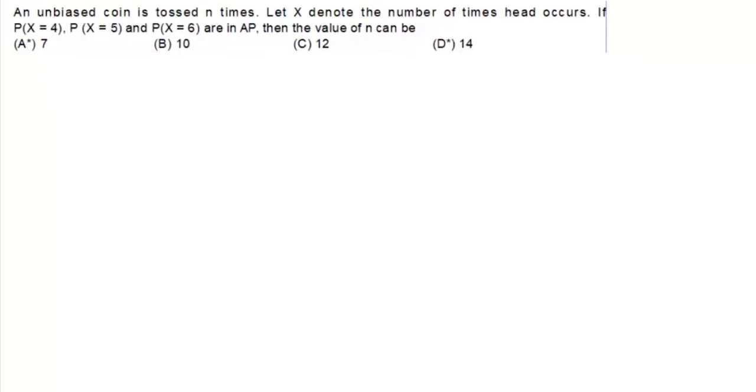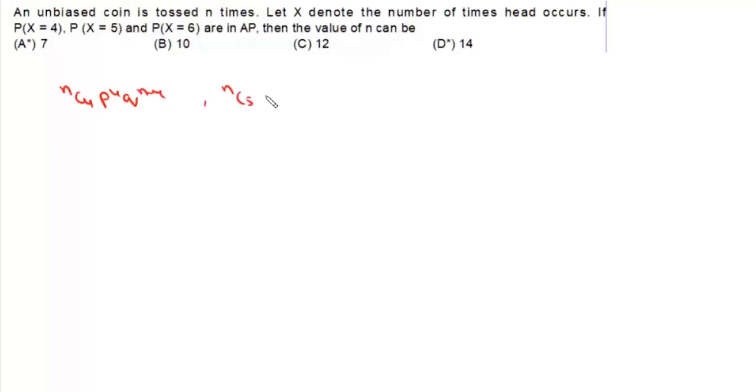Now the question is, an unbiased coin is tossed n times and let X denote number of times head occurs. If P(X equal to 4), X equal to 5 and X equal to 6 are in AP, then the value of n can be. Now P(X equal to 4) is nC4, p to the power 4, q to the power n minus 4.